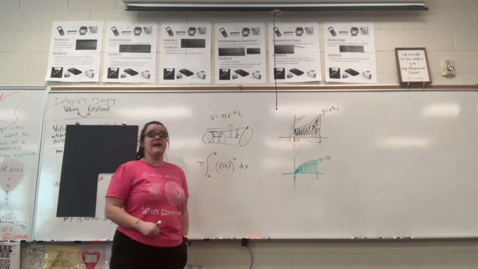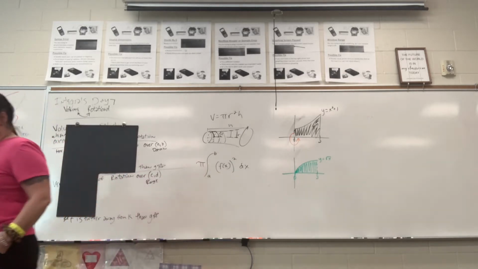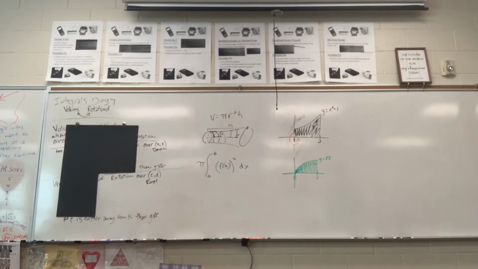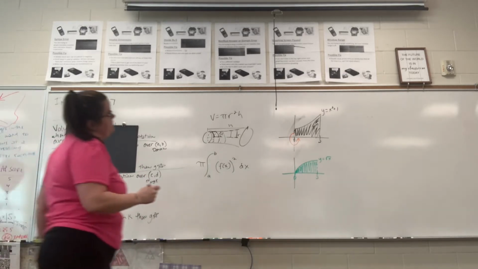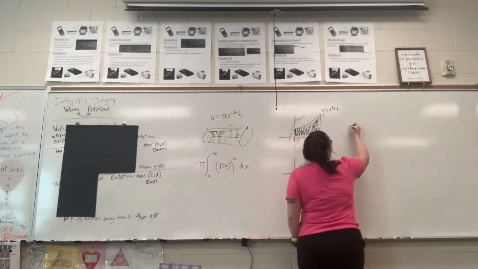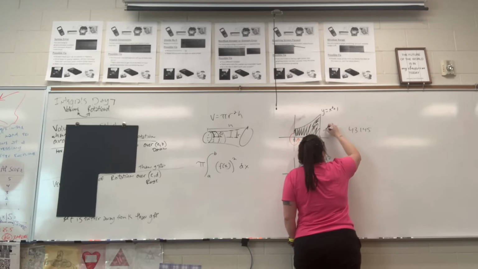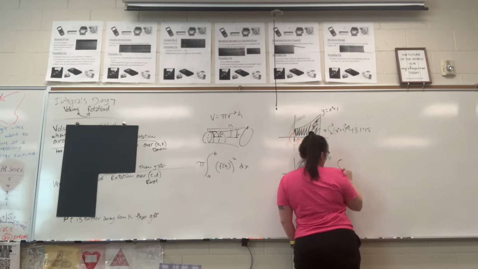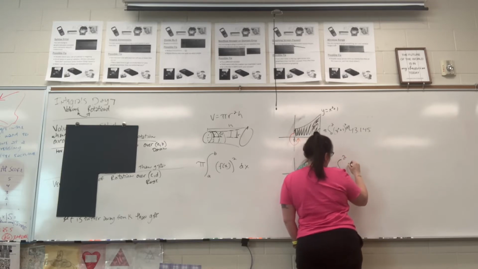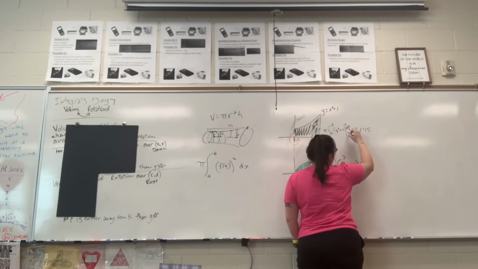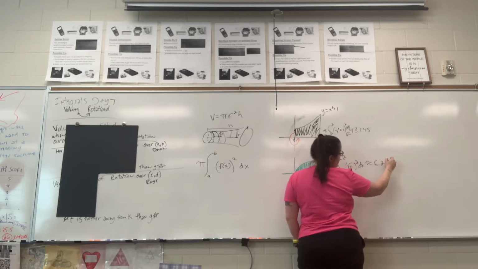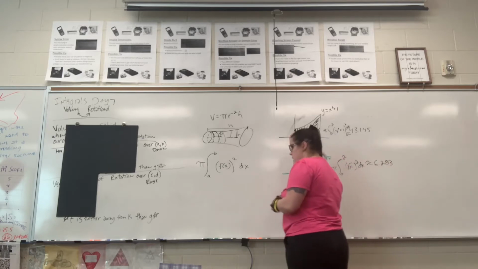All right. Can someone who got the black one raise their hand and tell me what they got? What'd you get? I got 43.145. Okay. Yes. 0 to 2, pi times x squared plus 1, squared, dx, right? Yeah. And then the green one. 6.283. Okay.